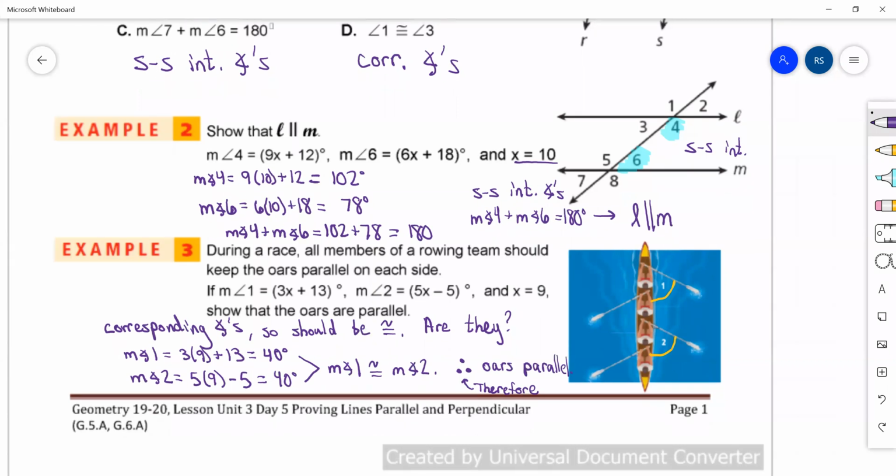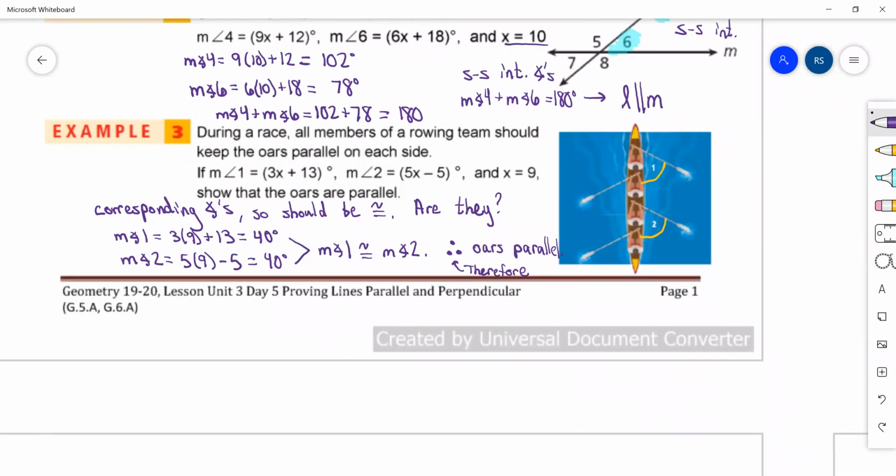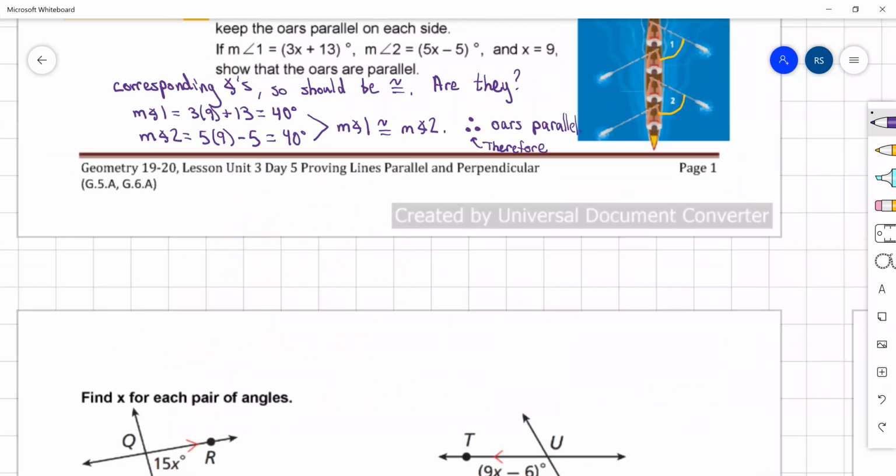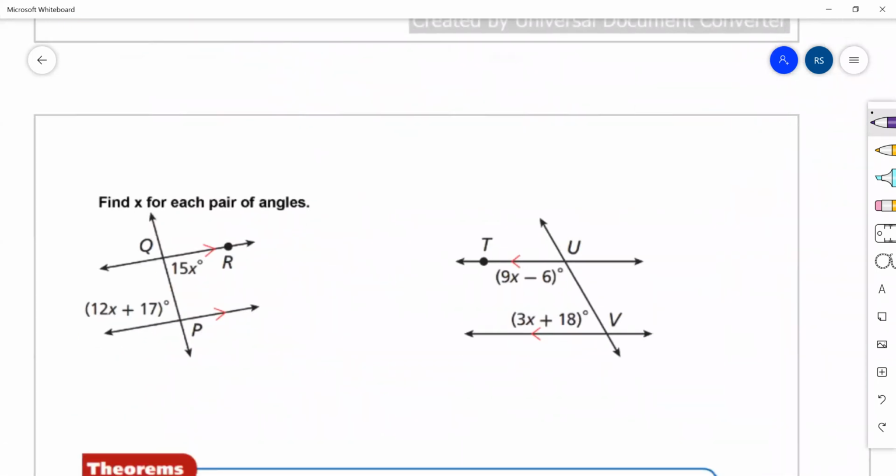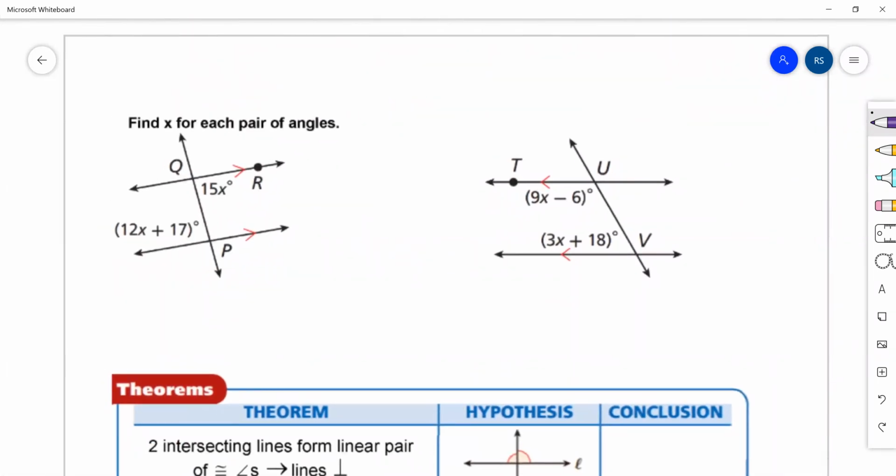Okay, that's the front of the notes. Now let's flip it over to the back. These first 2 just ask us to find x. Remember what we said in yesterday's lesson. All acute angles have to be the same, and all obtuse angles have to be the same.